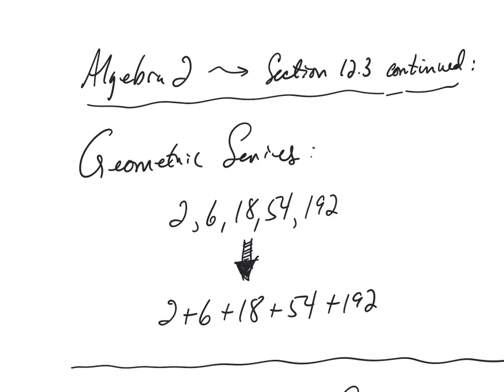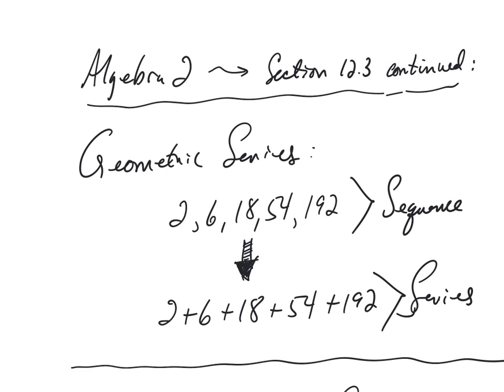All right, we're going to finish off section 12.3 today by turning attention to geometric series. So again, making the switch from sequence to series. When I give you the terms 2, 6, 18, 54, 192 with commas in between, those represent the terms of a sequence. But when I replace the commas with plus signs and we add those terms together, now we're going to be looking at what's called a series.